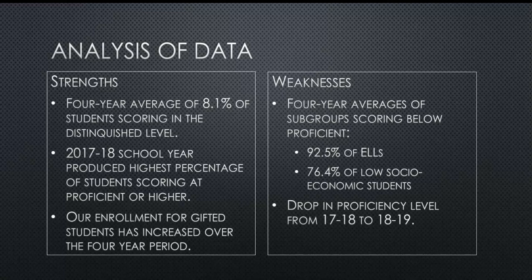Some weaknesses that we see in the data. Some 4-year averages of subgroups scoring below proficient. Over the 4-year period, we have an average of 92.5% of our ELLs scoring below proficient. Out of the 4 years, we have an average of 76.4% of our low socioeconomic students scoring below proficient. There was also a noticeable drop in the proficiency level from the 2017-18 to 2018-19 school year.